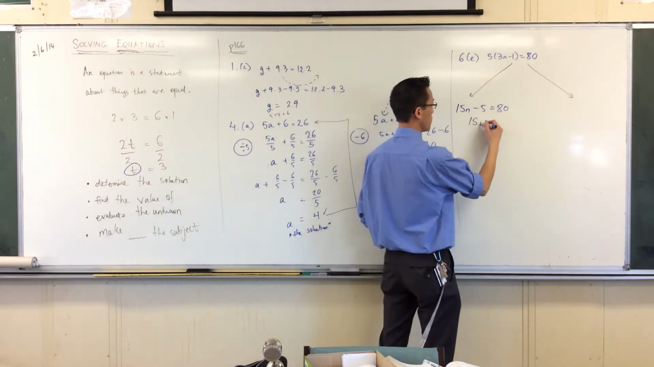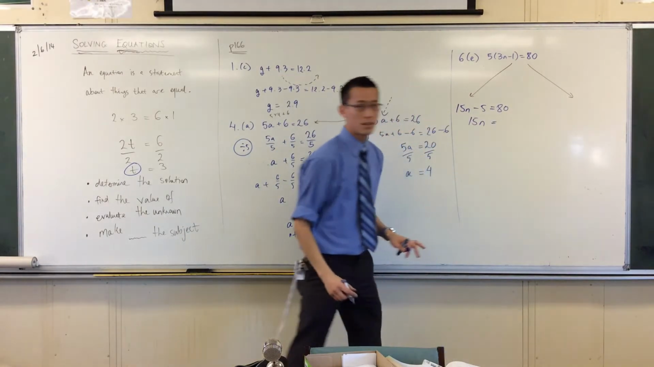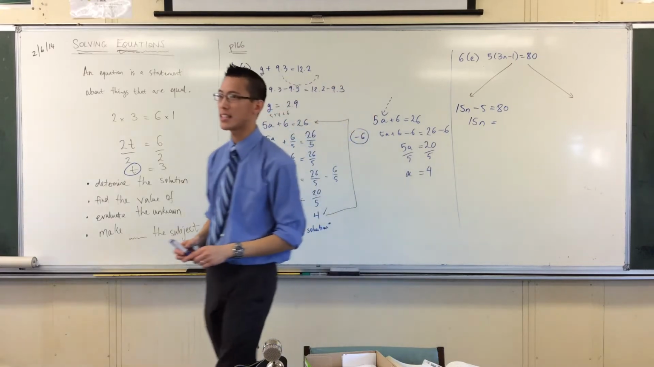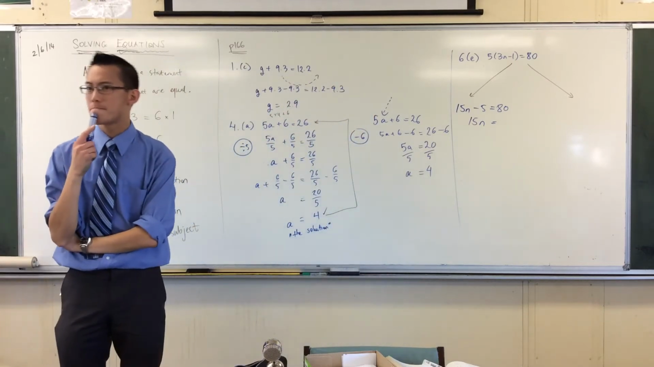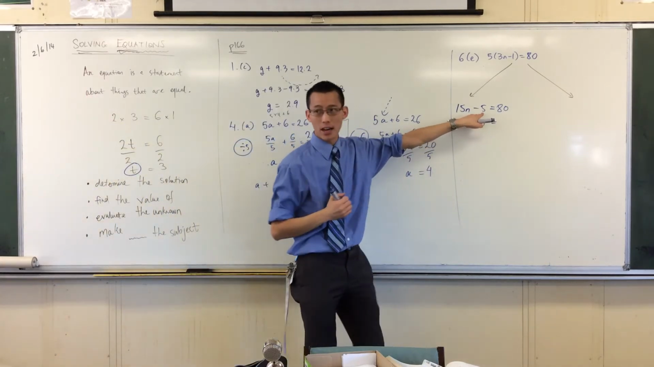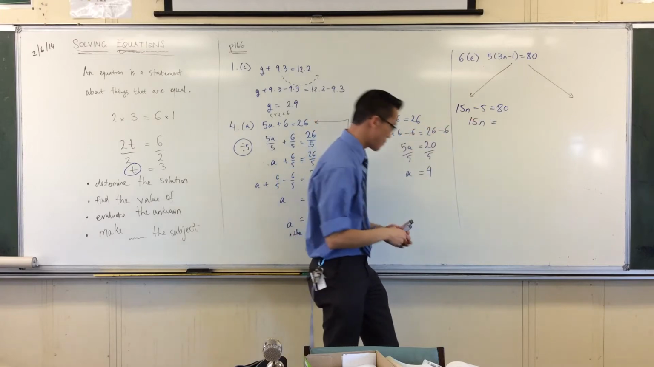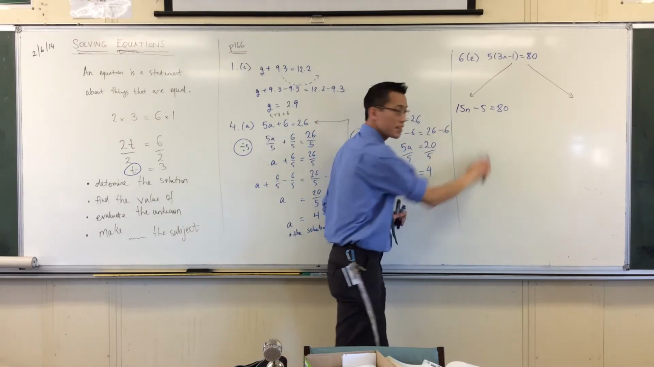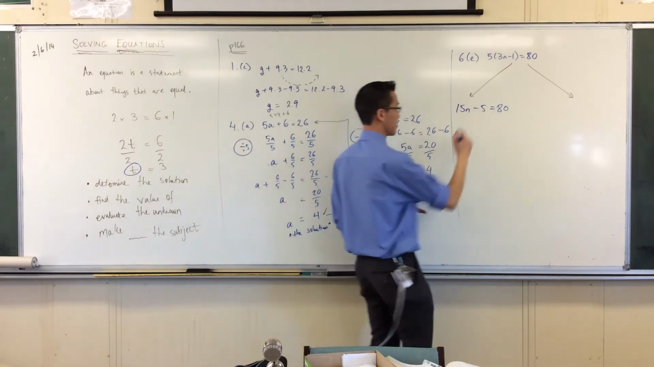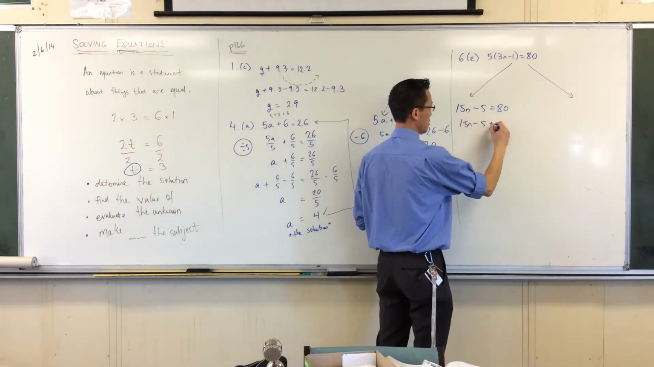15n equals. Now what do I do to both sides here? Take away the 5s. Now, I've got a minus 5 here. To get the opposite of subtraction, I have to add. Oh yeah, that's what I meant.